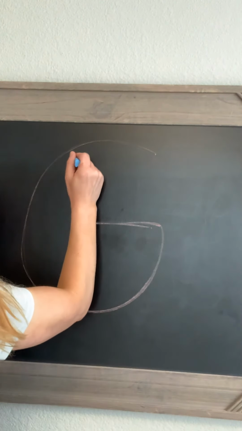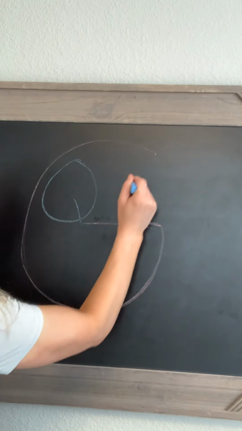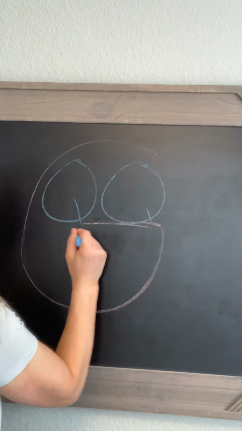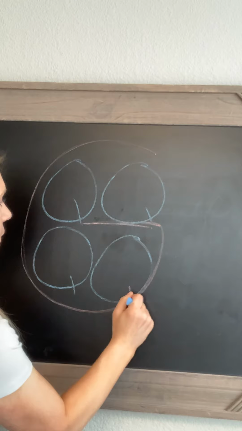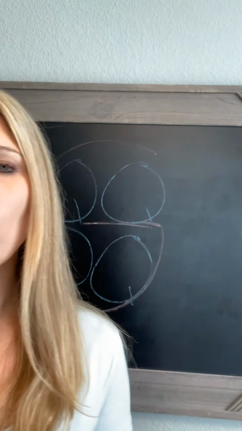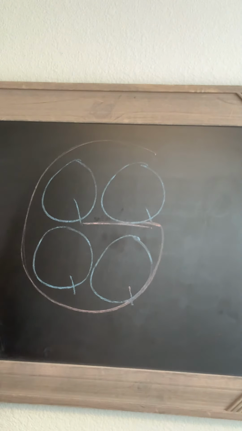Quart begins with a Q. So I'm going to make 1, 2, 3, 4. 4 quarts equal a gallon. So I put 4 Q's inside of the gallon.